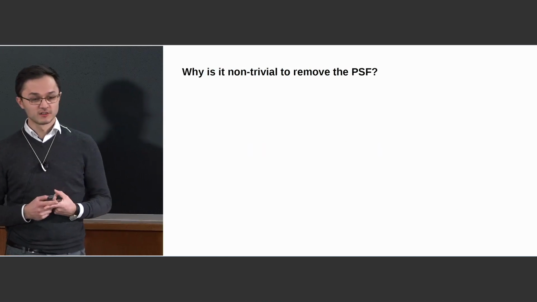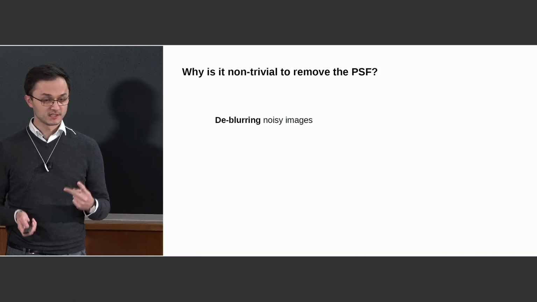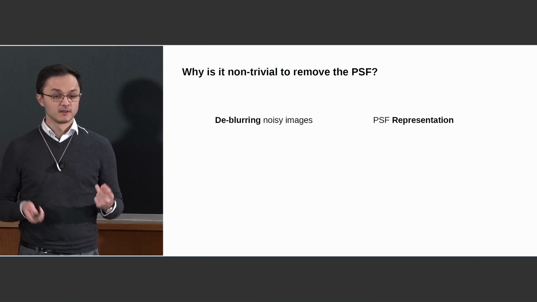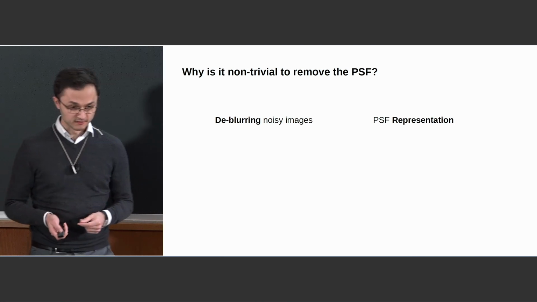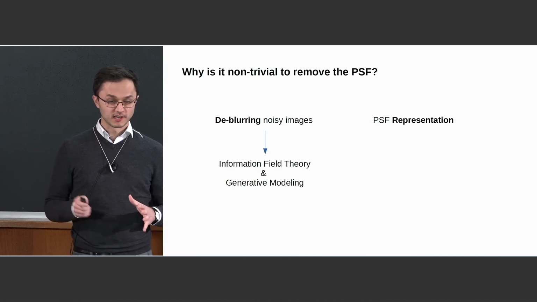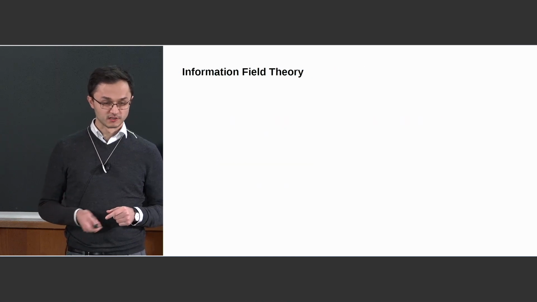So why is it non-trivial to remove these effects? Basically, there are two points. One is that deblurring noisy images is just a challenging task, and the other one is that representing an inhomogeneous point spread function is also not that easy in the first place. So the first one we can tackle with information field theory and generative modeling. Let's have a look at this.